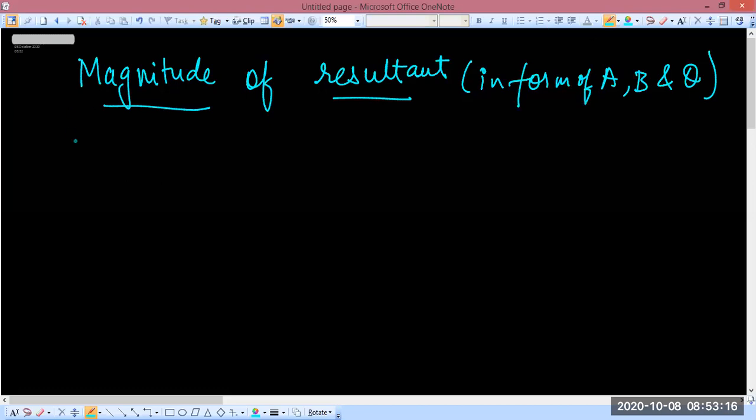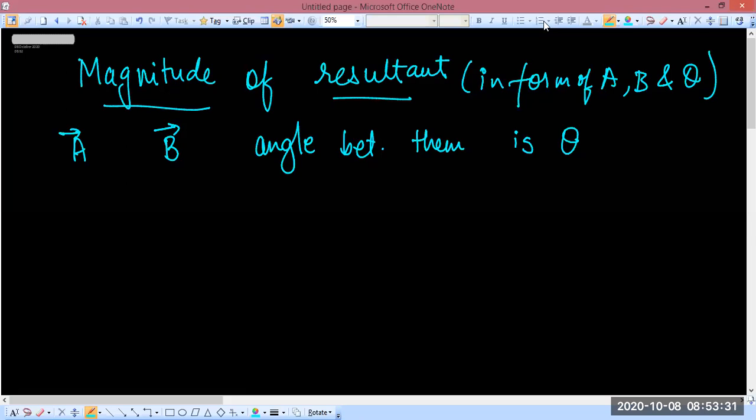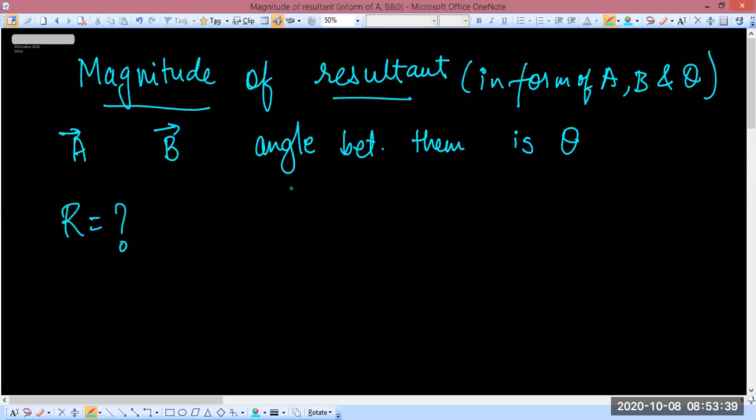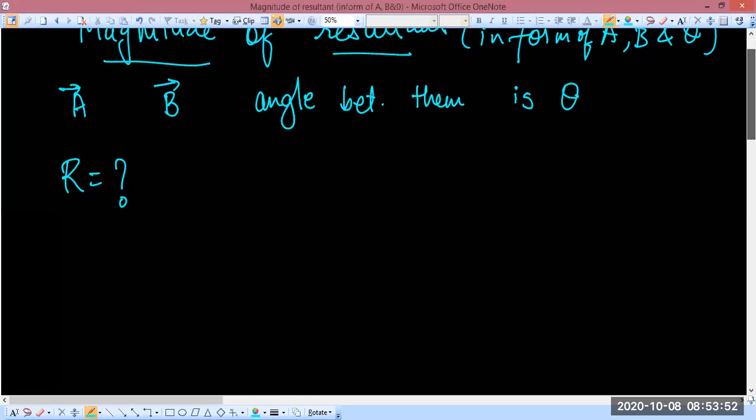Okay, so suppose there is a vector A, suppose there is a vector B, and let's say that the angle between them is theta. Then what is the magnitude of R? R is the resultant. I hope all of you remember that. So what is R in form of A, B and theta? That is what we are going to find out. Raj, I think you were asking me about this formula, so we are going to learn how to get it.